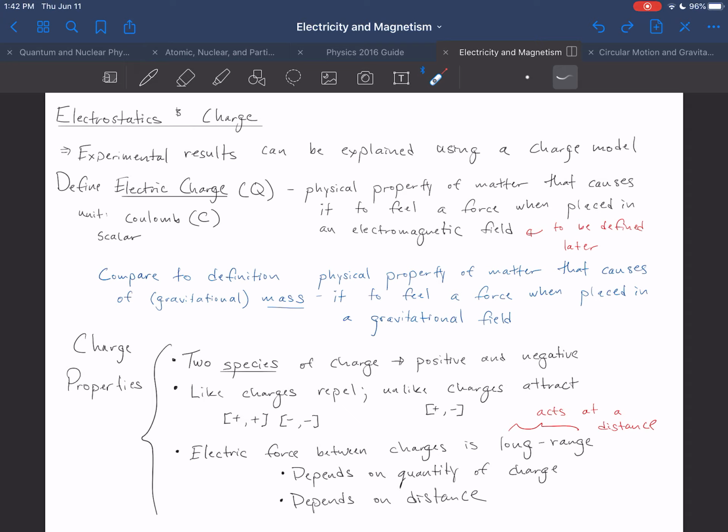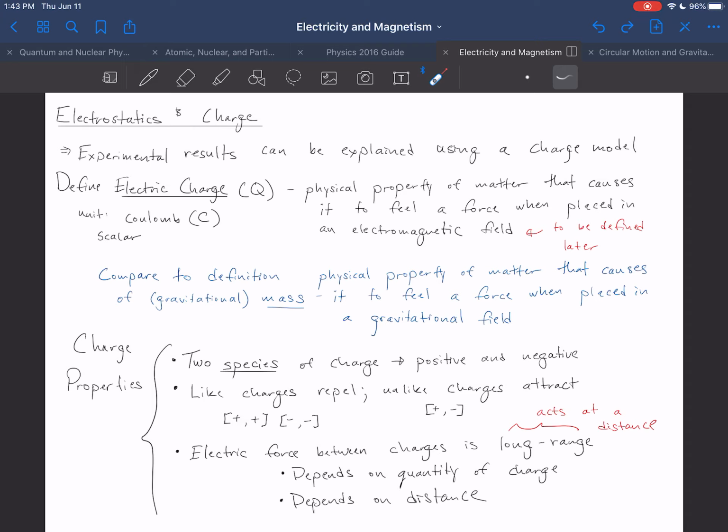Unfortunately, electric charge is given the symbol Q, and that is in addition to heat, which we have already seen given the capital Q. We define electric charge as the physical property of matter that causes it to feel a force when placed in an electromagnetic field. This is a formal definition, and obviously we have yet to define electromagnetic field, but that's our formal definition, something to take note of. Really, what we're going to do is use the experimental results to describe what this thing called charge actually is, and what it does, how it behaves.